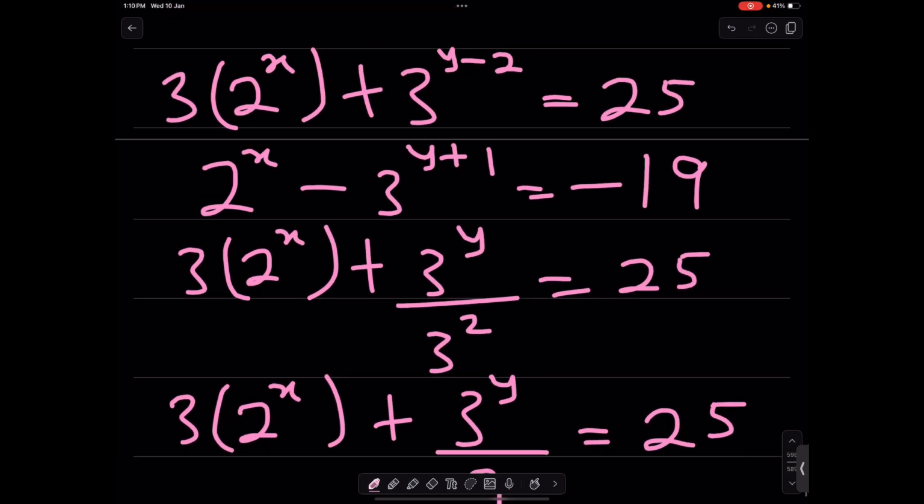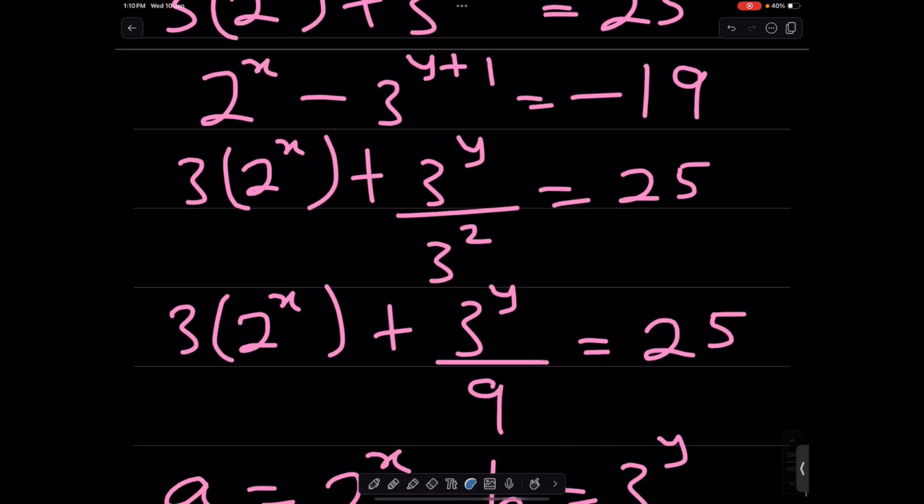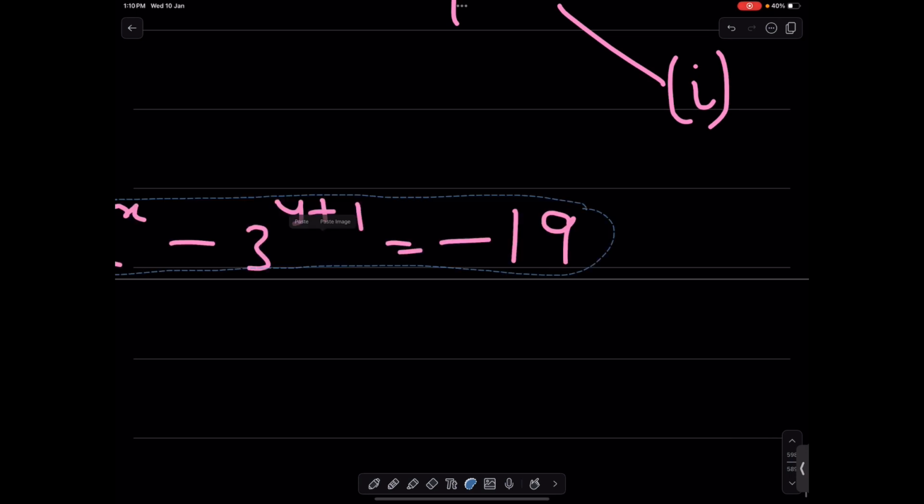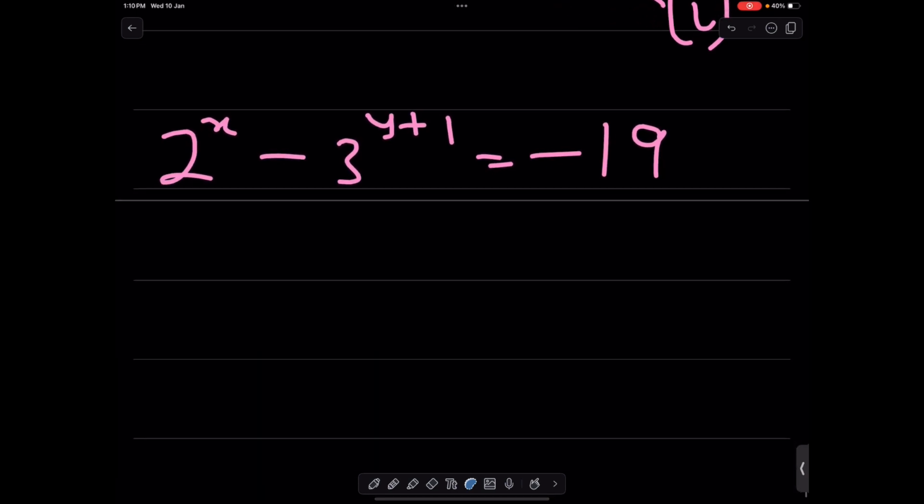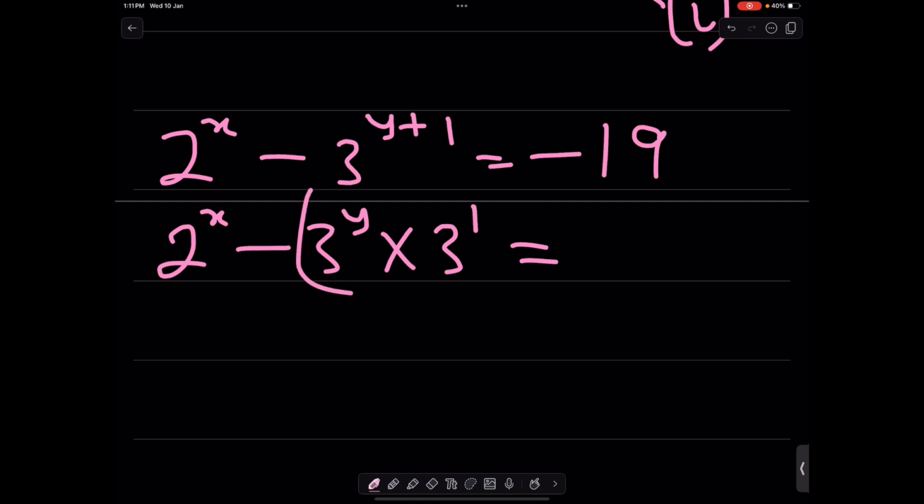Now let's go to the second equation. The second equation that was given, which is this. That's the second of the two simultaneous equations. That's 2 raised to power x minus 3 raised to power y plus 1 equals minus 19. That's the same as 2 raised to power x minus 3 raised to power y times 3 raised to power 1. Of course, 3 raised to power y plus 1 is the same as 3 raised to power y times 3 raised to power 1. I can even just write it this way.